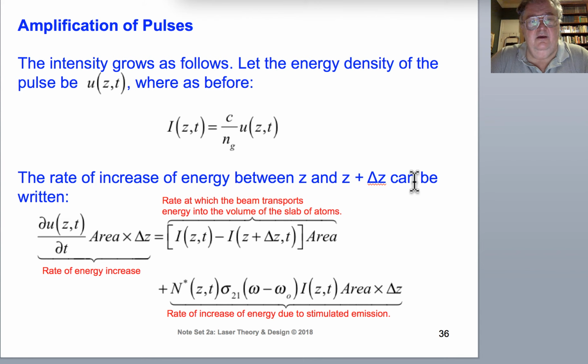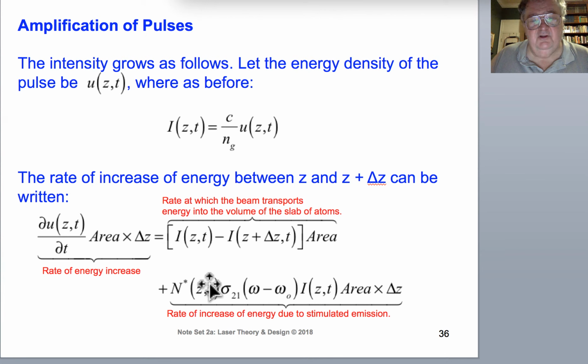What is the rate of increase? We'll assume again an amplifier. What is the rate of increase of energy between z and z plus delta z? Well, it's actually very intuitive. U is energy per unit volume, so if I multiply by the volume, I get energy. The time derivative of that energy is the rate of energy increase, and I'm assuming it's increasing. And it has two components. I'm putting energy into the crystal, into the pulse. There's a pulse coming in, and that's delivering energy into the crystal.